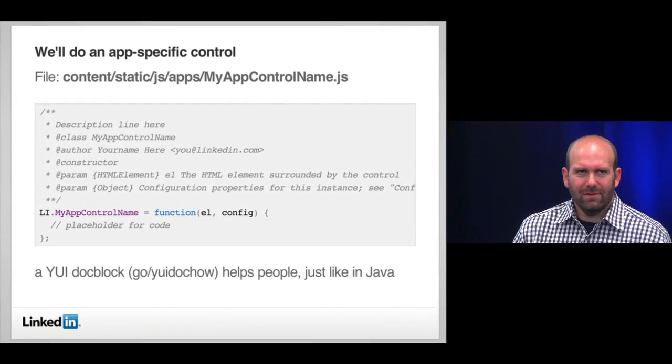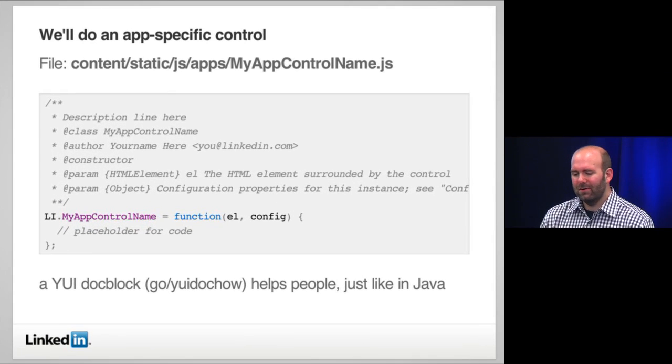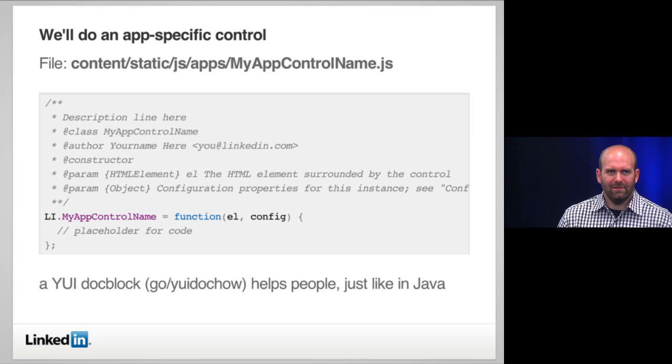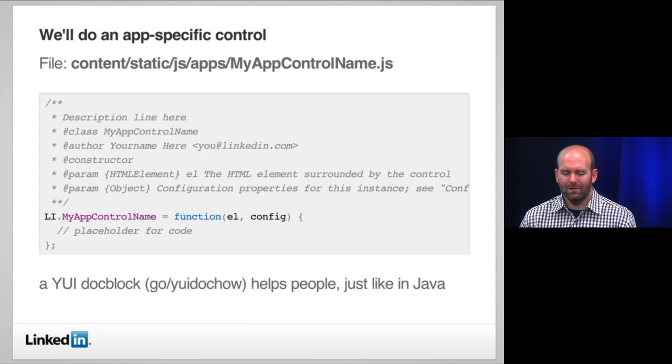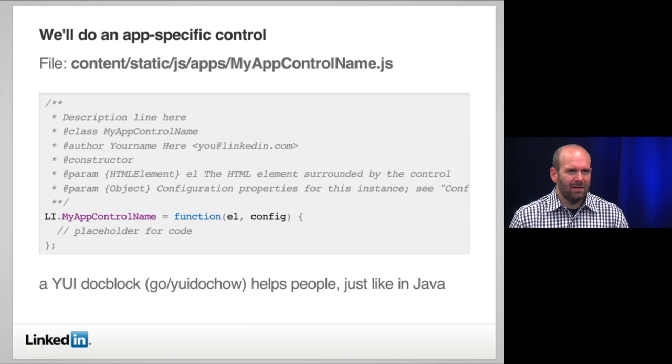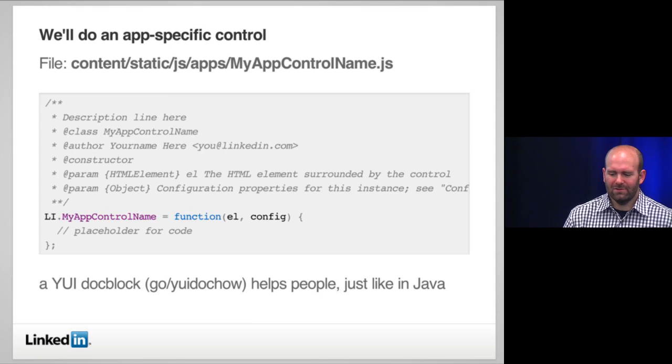So in this case, for this example, we're going to do an app-specific control. So it's content static JS apps, my app control name. We put a doc block up at the top, has a class and author line, and a couple lines about the constructor and parameters.